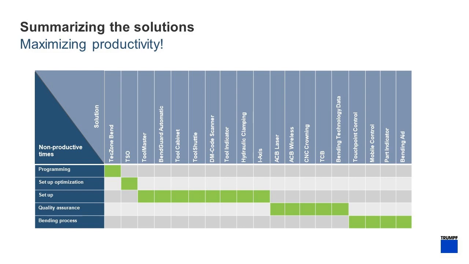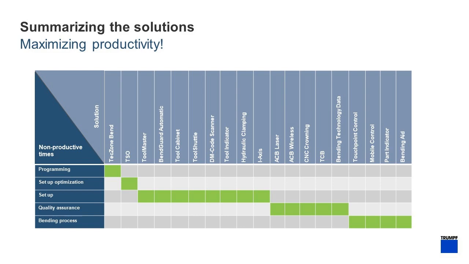And then we took a look at a couple of different items here. We started with, for example, the tool cabinet on the 7000, the automatic bend guard that helps us, the hydraulic clamping that will reduce your setup times. And then also, of course, the HMI that is very intuitive, very easy to learn, and it's very quick for the operator to see what the next operation is going to be.